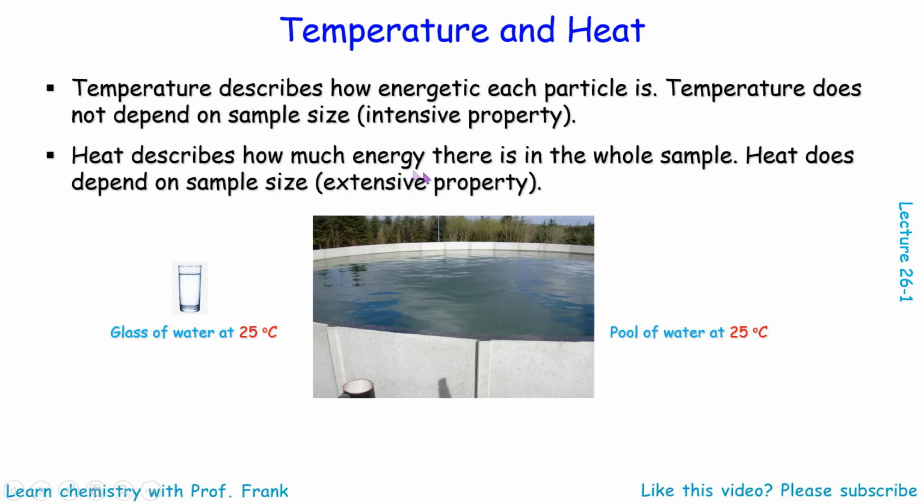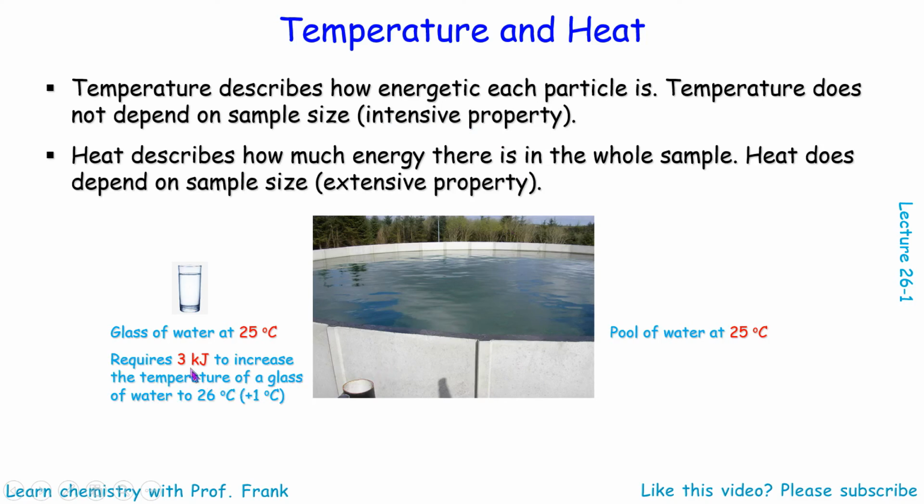Heat describes how much energy is in the whole sample. Obviously here, this is a much larger sample and this is a much smaller sample. Heat depends on the sample size. So therefore heat is an extensive property, while temperature is an intensive property. Make sure you understand the difference. And we can further understand what's going on right here.